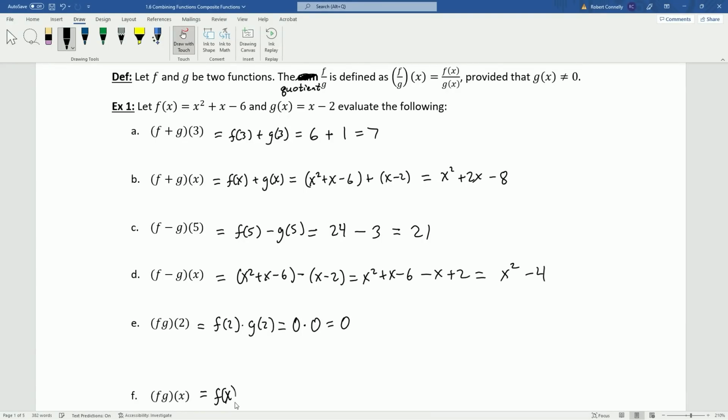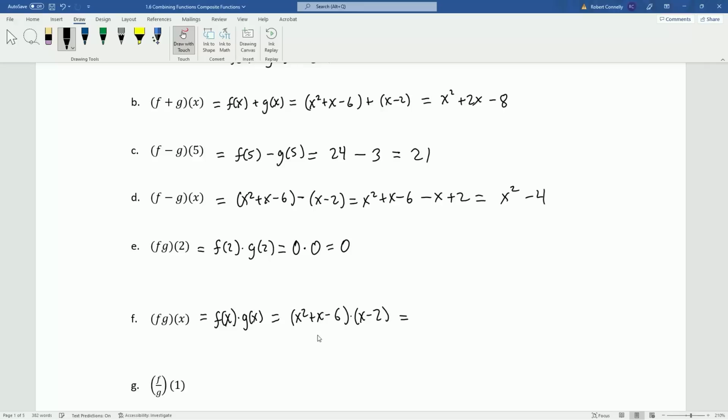Now what about f times g of x? That's f of x times g of x. That's going to be x squared plus x minus 6 times x minus 2. And here we need to distribute every term of the multiplication here. So x times all of these terms is x cubed plus x squared minus 6x. Then we'll distribute the negative 2. That's minus 2x squared minus 2x plus 12.